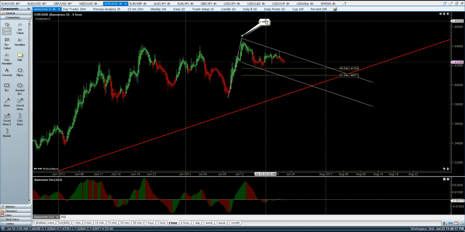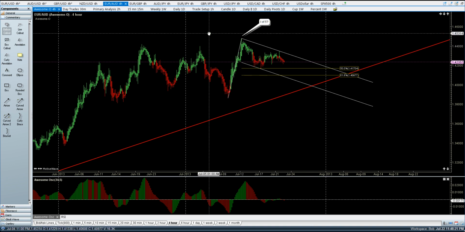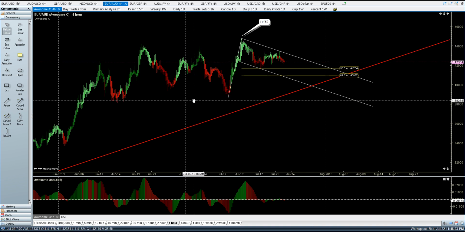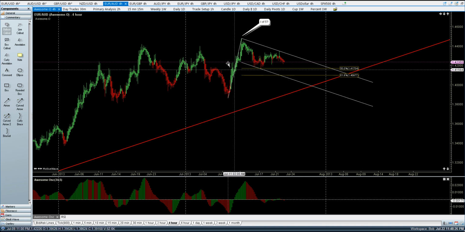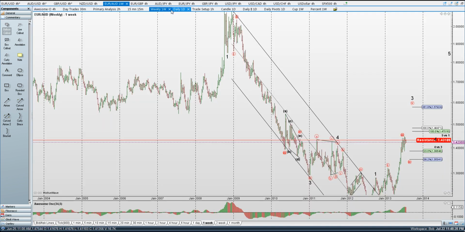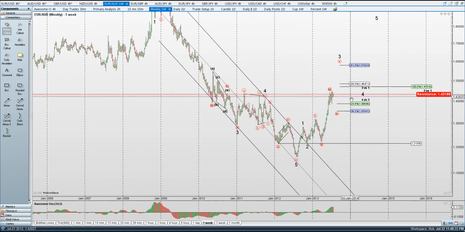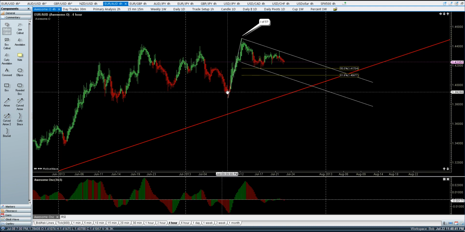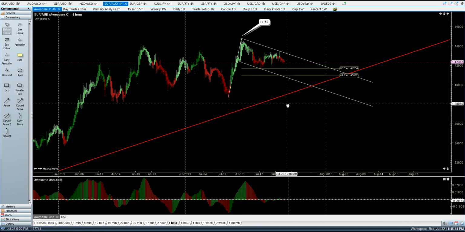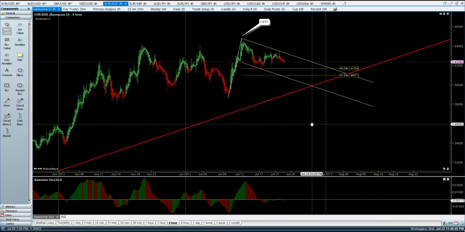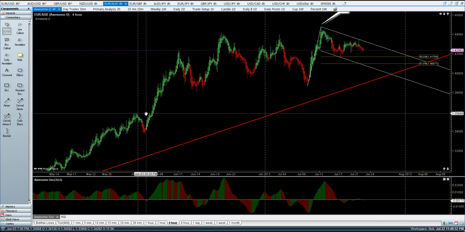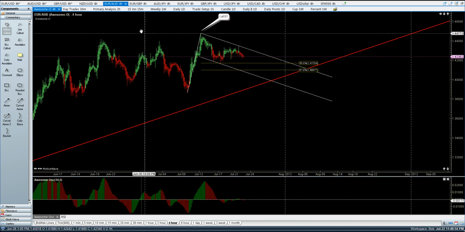If this is wave 1 of 5, if this was the end of 4, I do believe the Euro Oz is going higher, but I was expecting a move back down to 35.34 first, with an ABC, an A, a B, and a C wave down to around 35. Is probably this peak here. I don't have the retrace on there.